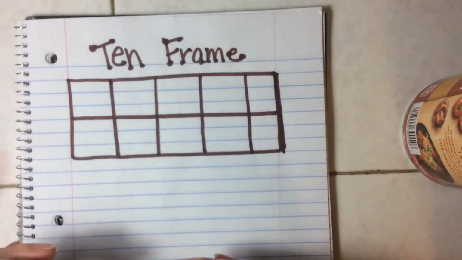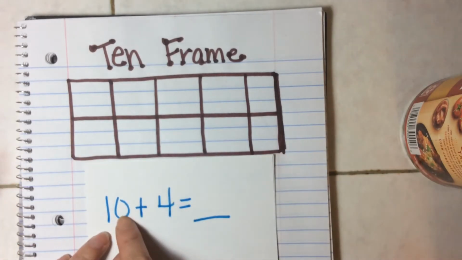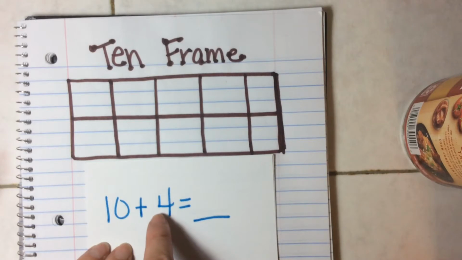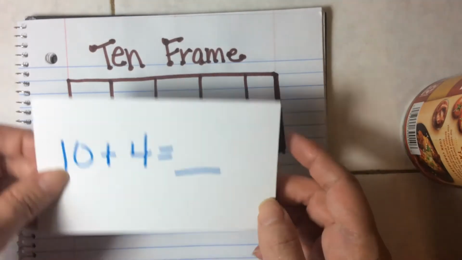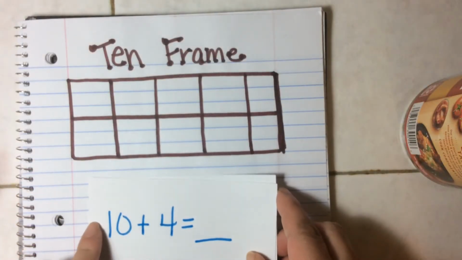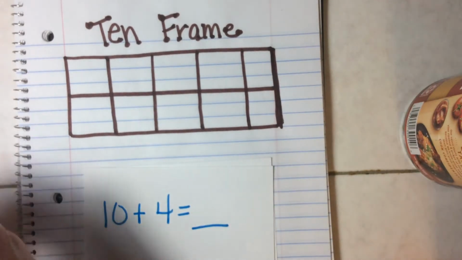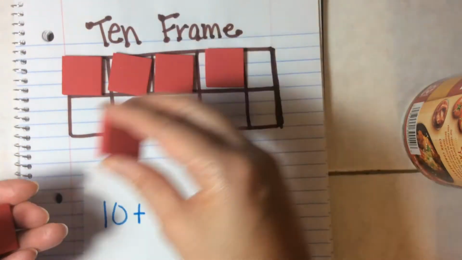Okay, so here we go. Let's do one together here. Okay, I have 10 plus 4. Let's say Angie had 10 oranges and her mom went to the store and bought 4 more. So how many oranges did Angie have all together then? I'll leave it here just so you can see that. You can write it down if you want. 10 plus 4. Okay, so we're going to start off with our 10 frame, and we're going to put our 10 blocks in here.